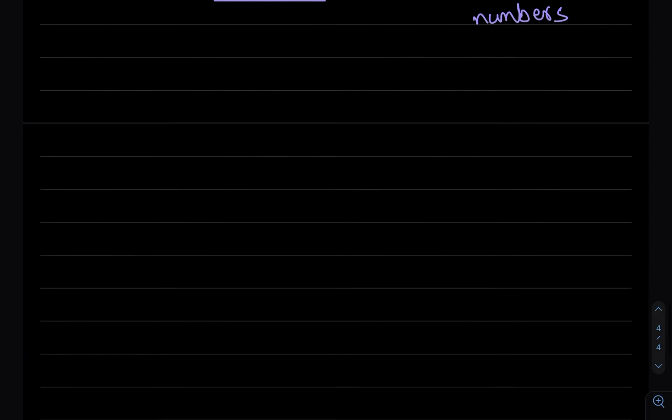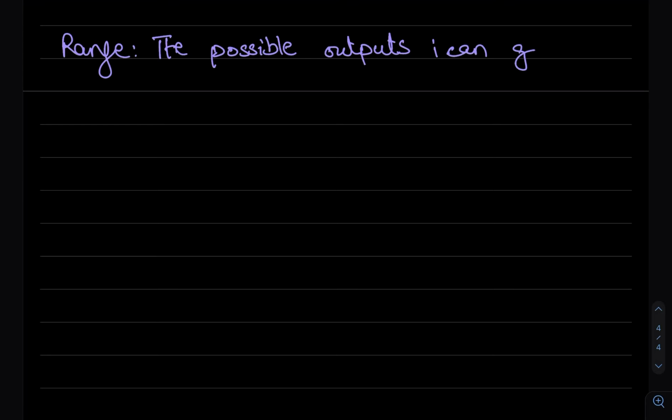Okay, so we looked at what domain was. Now we're going to look at what range is. You guys must have guessed it. Range is literally the possible outputs I can get, the range of possible outputs, or the set of possible outputs I can get from a function. Okay, and let's take an example. Well, we took an example in the start. Let's just take another example.